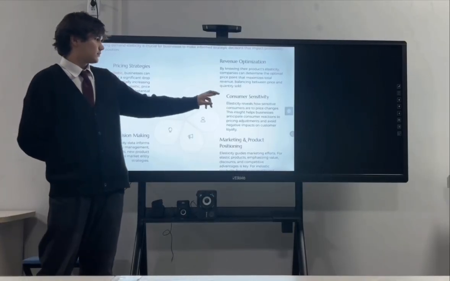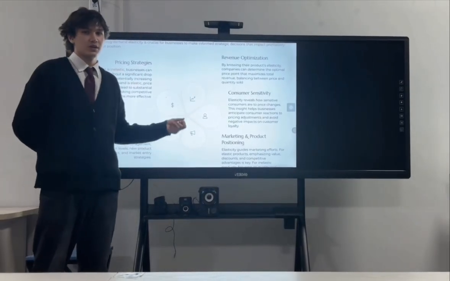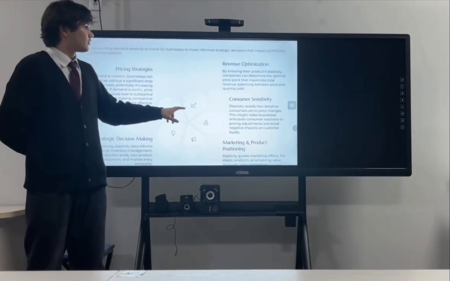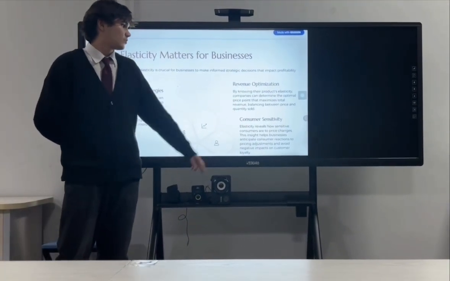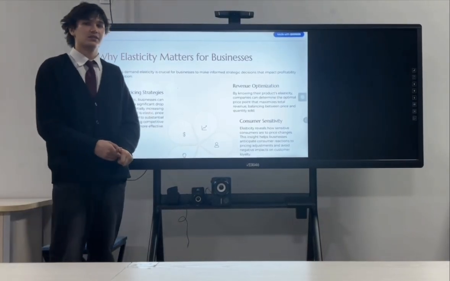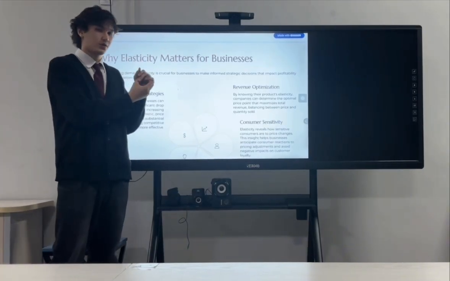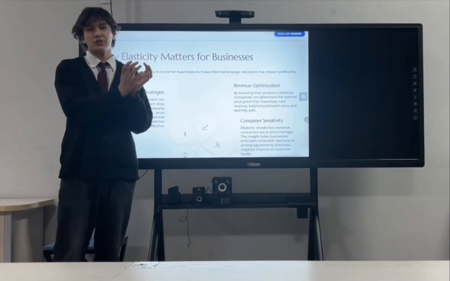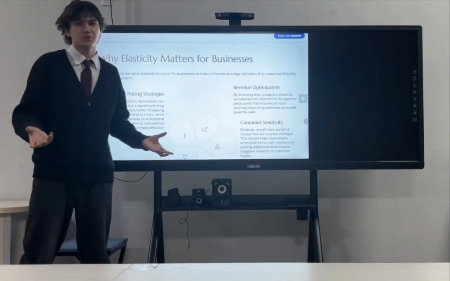Consumer sensitivity, as I said before, is how people react to your changes in business. And revenue optimization. By knowing their product's elasticity, companies can determine the optimal price. So by knowing how people react, companies can establish the price for a product. And after this, you can have your benefit or profit from this.